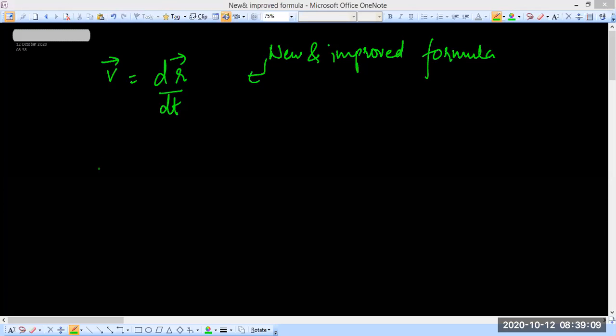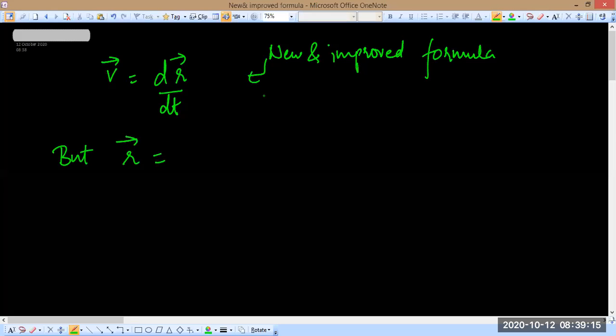So please remember this new and improved formula. But earlier we have seen that r vector is equal to xi caret plus yj caret plus zk caret.